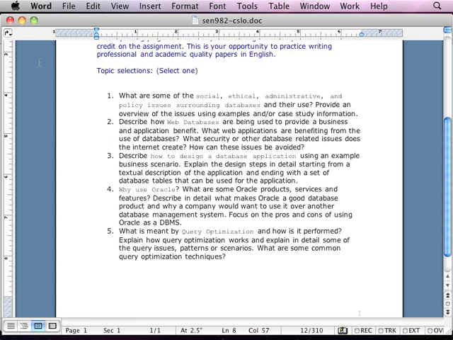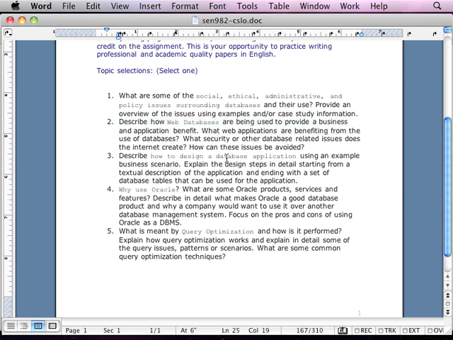But okay, so topic number 1. What are some of the social, ethical, administrative, and policy issues surrounding databases and their use? That one's if you don't like the technical stuff, you can talk about the social and ethical stuff. Question number 2, describe how web databases are being used to provide business applications and value and benefits.